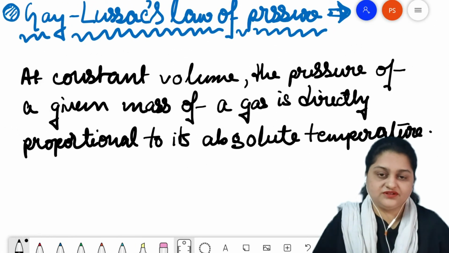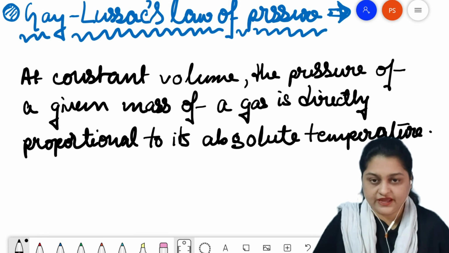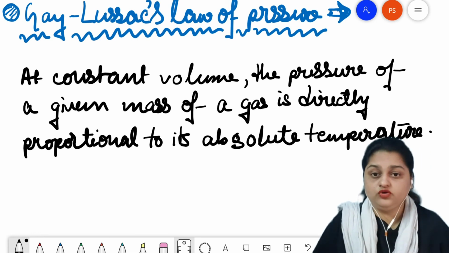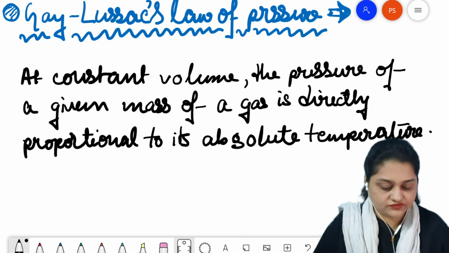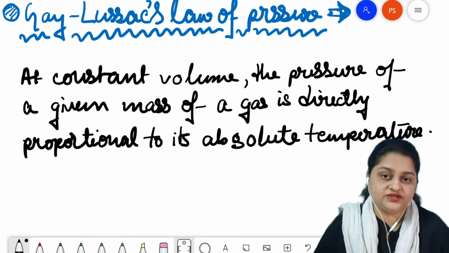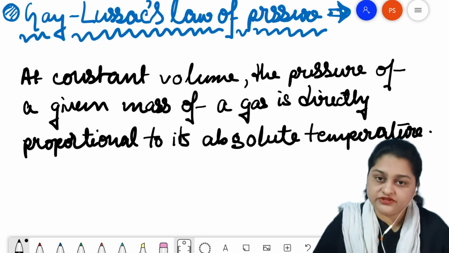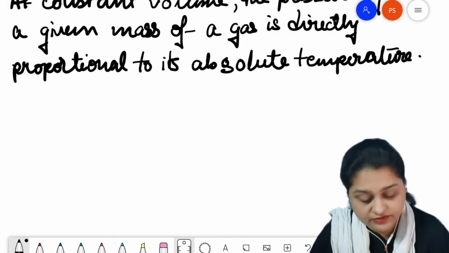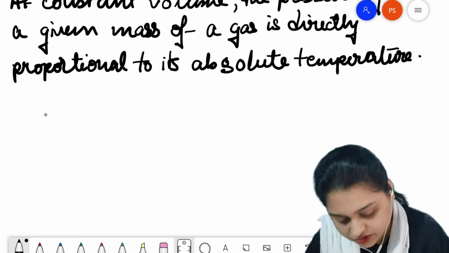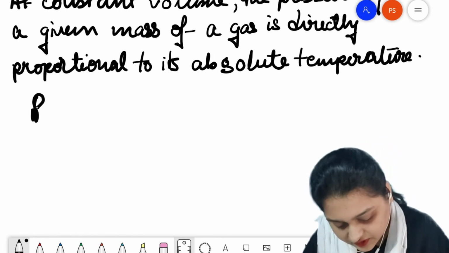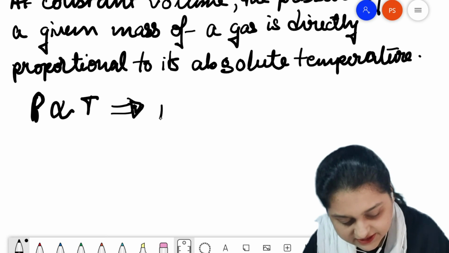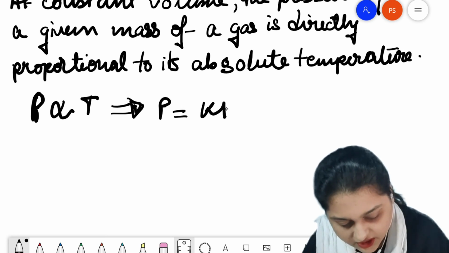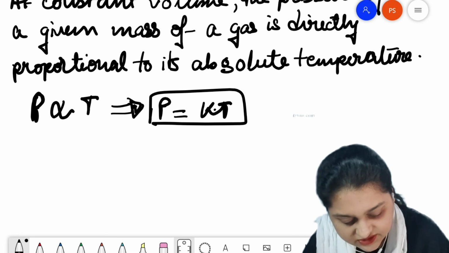Gay-Lussac's law relates the pressure of the gas with the temperature of the gas, like Charles' law relates the volume of the gas with the temperature of the gas. This statement is saying that at constant volume, the pressure of a certain amount of gas is directly proportional to its absolute temperature. That is, at constant volume, if the pressure of a certain amount of gas is P, it is directly proportional to T, or it can be written as P equals K into T. K is the proportionality constant.